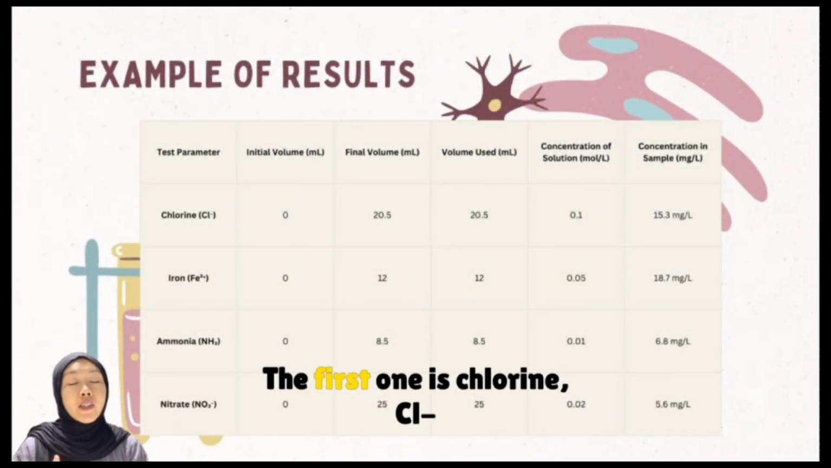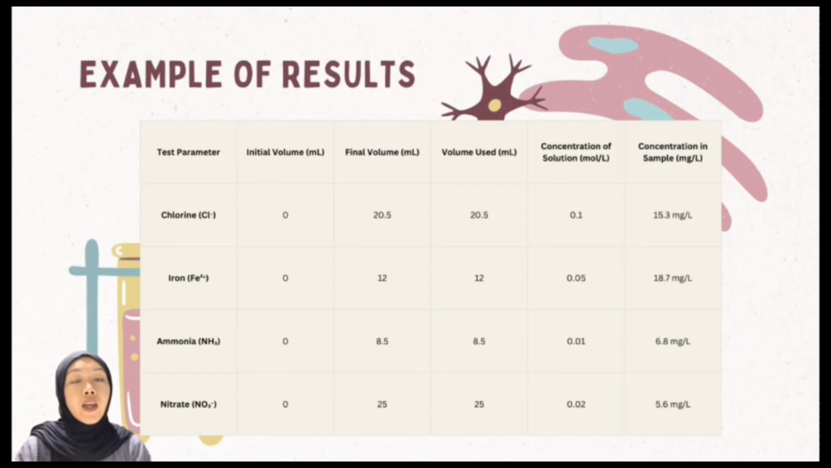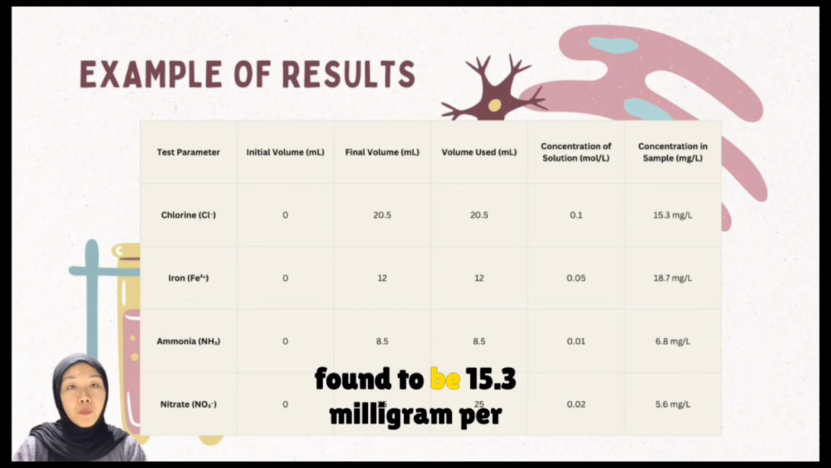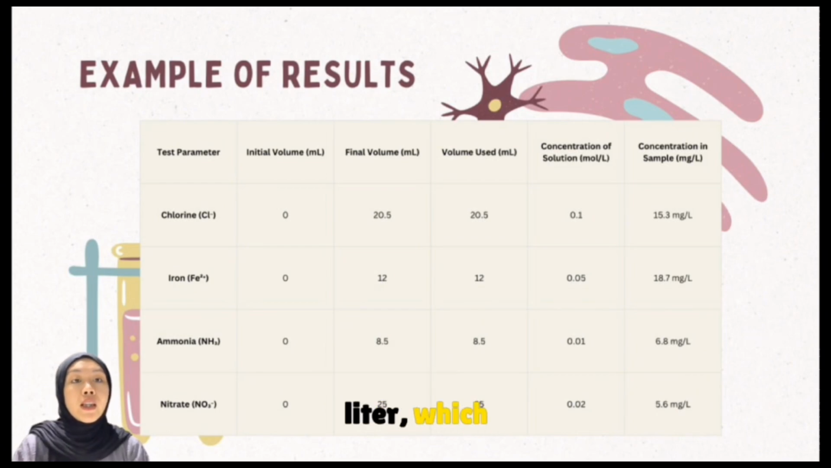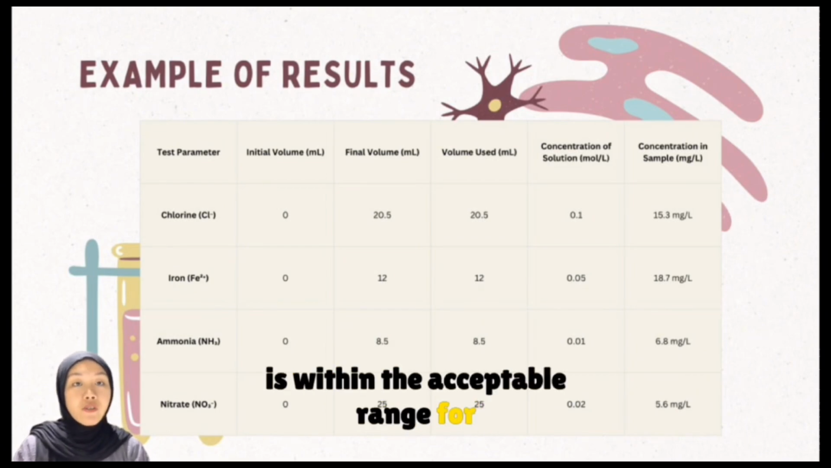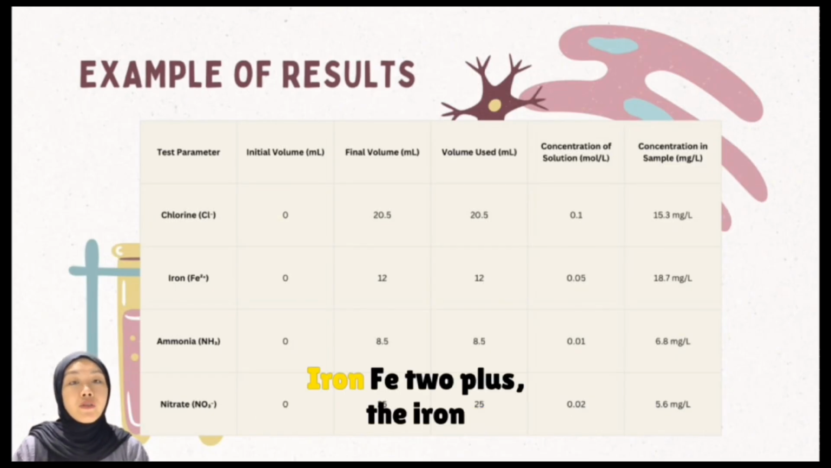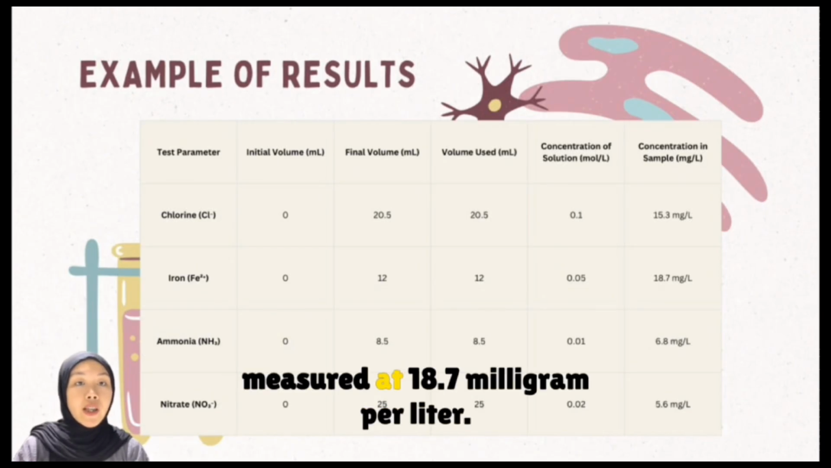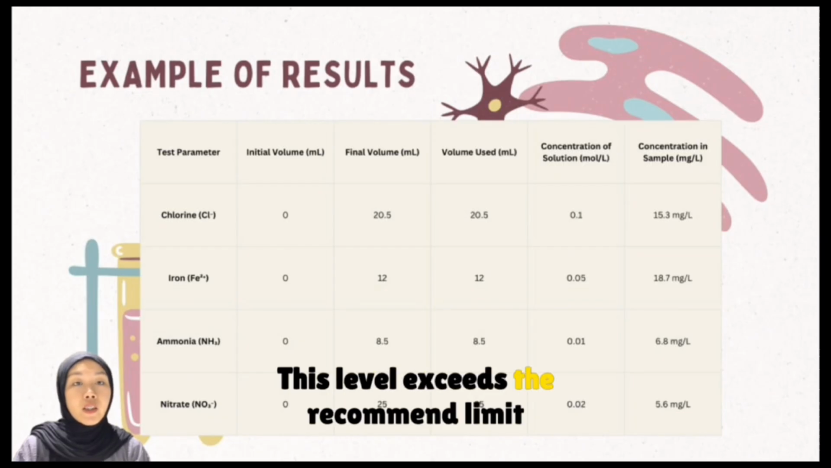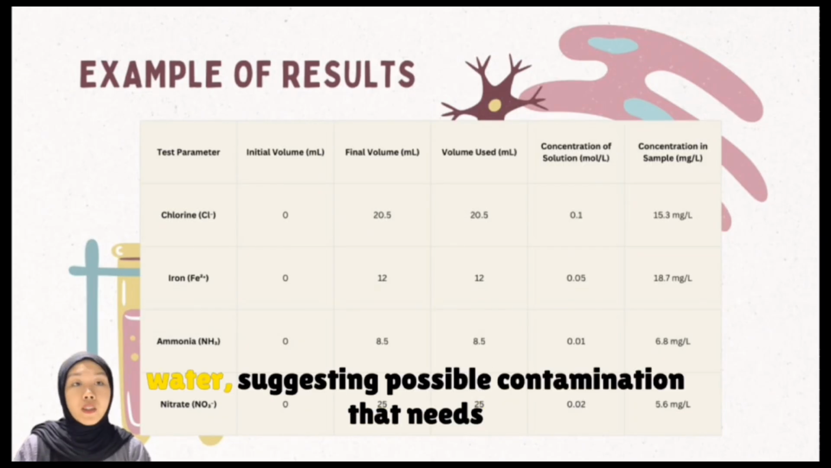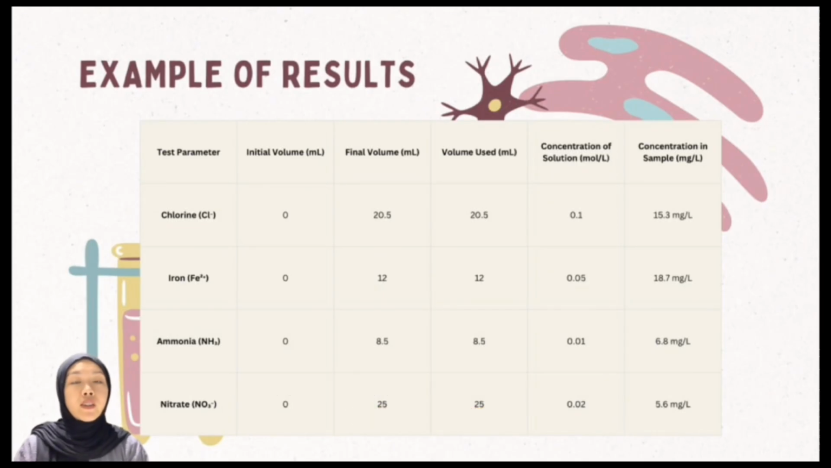The first one is chlorine, Cl⁻. The concentration of chlorine in the sample was found to be 15.3 mg per liter, which is within the acceptable range for drinking water as per safety standards. Iron, Fe²⁺. The iron concentration was measured at 18.7 mg per liter. This level exceeds the recommended limit for drinking water, suggesting possible contamination that needs attention.